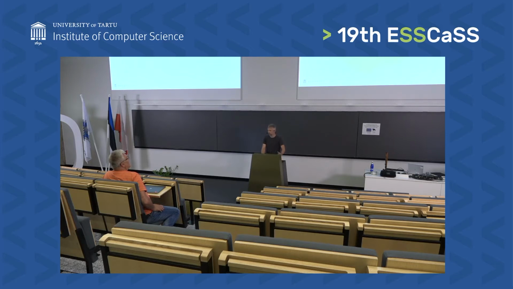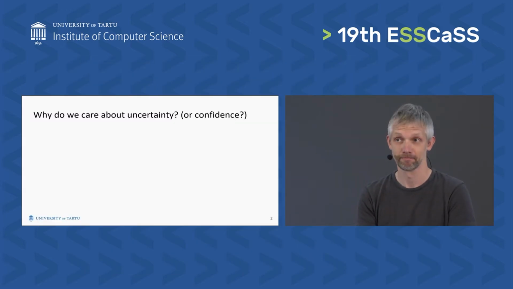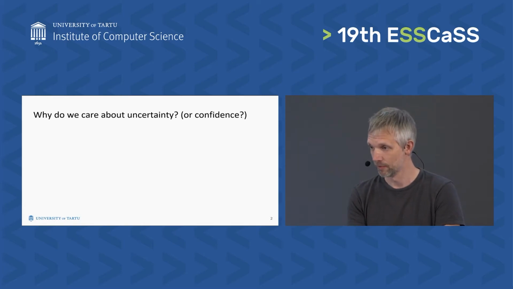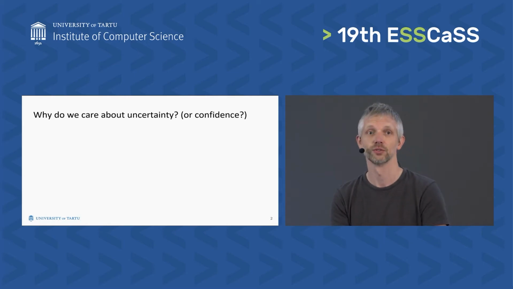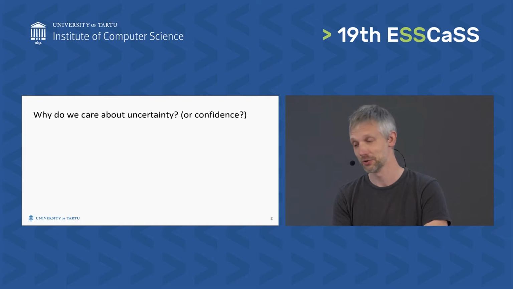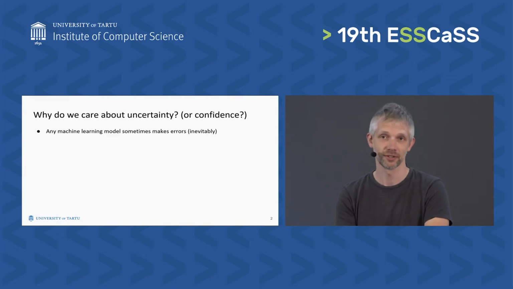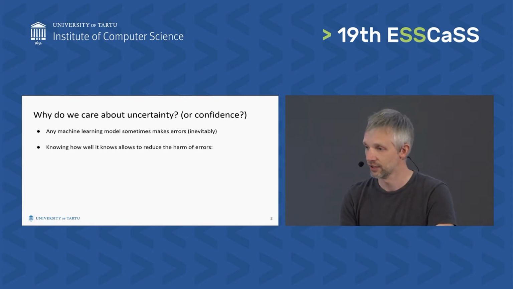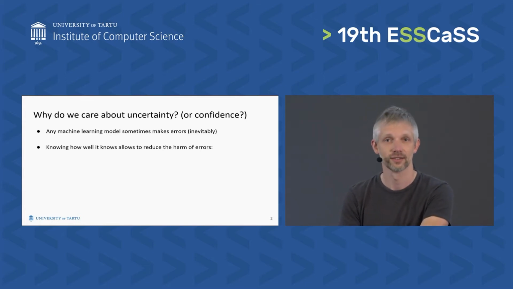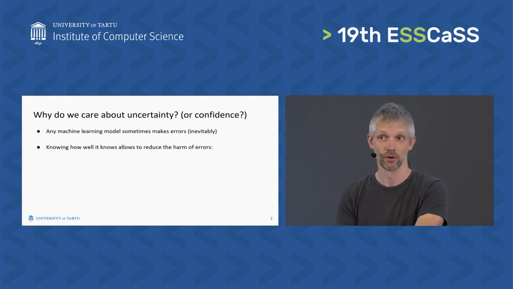So, yes, we have heard quite a bit about uncertainty, but let me briefly come back to the fundamental question of why do we even care about uncertainty? Intuitively, it's of course a matter of trust, whether we believe that the machine learning model really knows what it is doing. But the important problem there is that machine learning models always make errors. We cannot make them perfect, and it's inevitable that they do make errors. And then that's where uncertainty needs to come in, because if we know how well it knows on a particular case, then we can potentially reduce the harm of those errors.